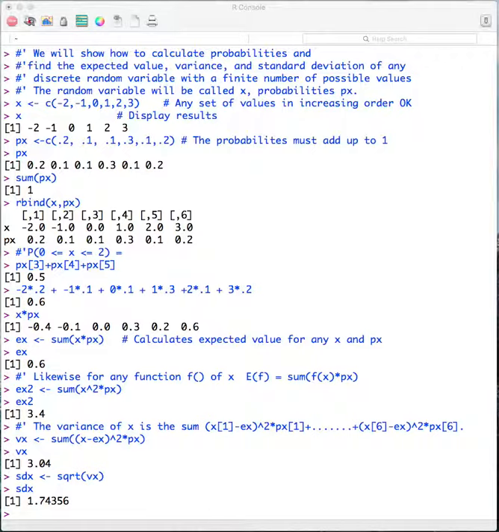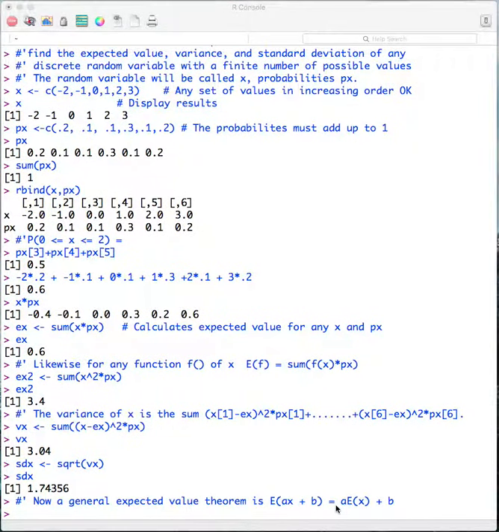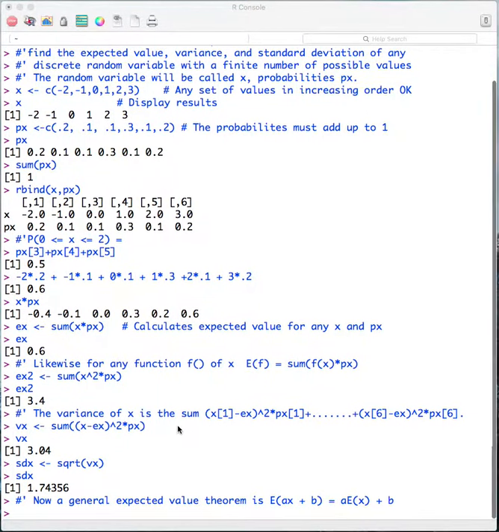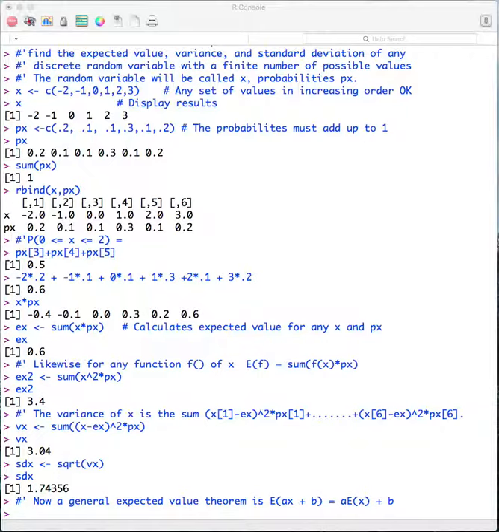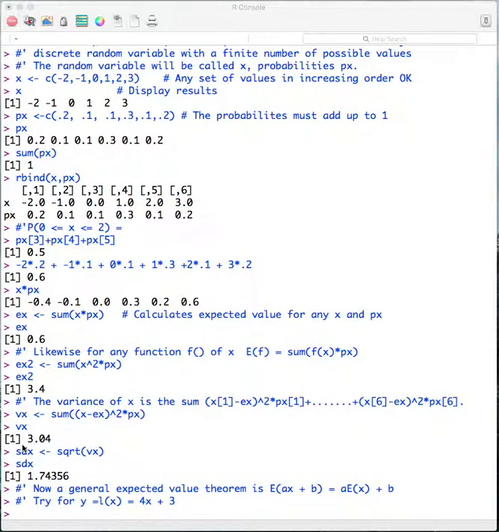Now, there is a general result about expected value. And this general result is that the expected value of a linear function of the random variable is actually the linear function of the expected value. So the expected value of ax plus b is a times the expected value of x plus b. Let's see how this works here. We're going to use the function L of x equals 4x plus 3.